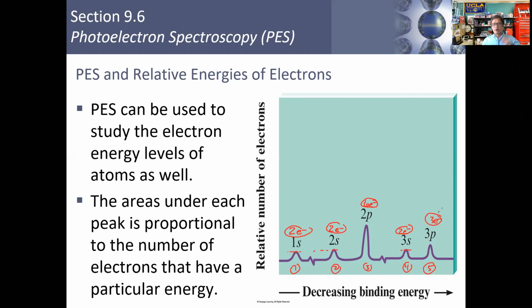So with that said, let's write down what we have based on what we've written here. In the 1s orbital, we have 2 electrons, based on the size. In the 2s orbital, we have 2 electrons.